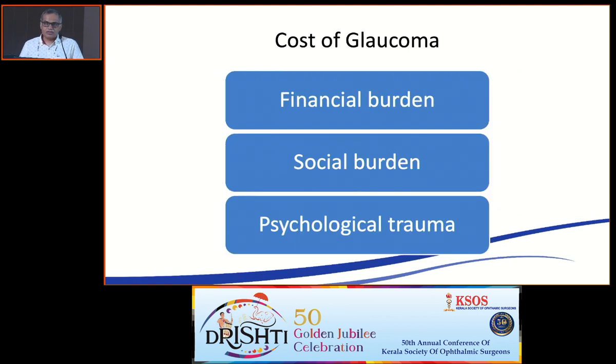So the cost of glaucoma is not just the cost of the medicines that the patient is buying. It also includes the cost of the investigations the patient has to do, the person who has to accompany the patient to the clinic, the social burden of the disease, and the psychological trauma.